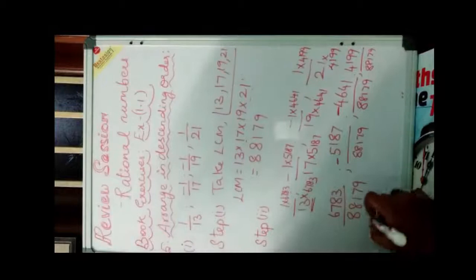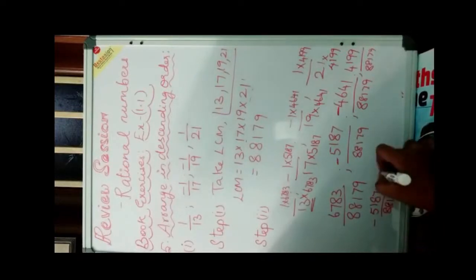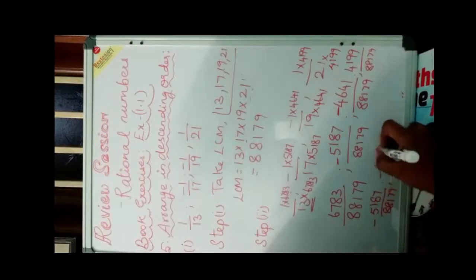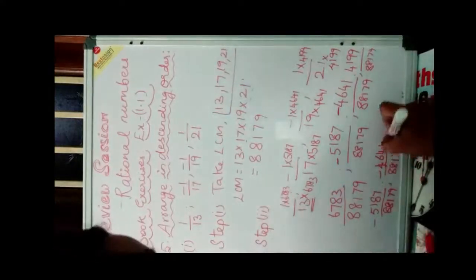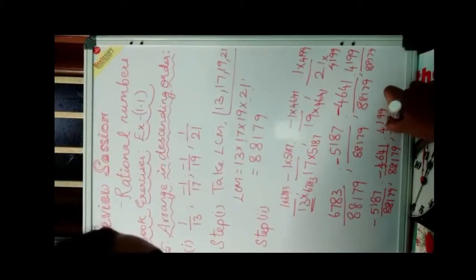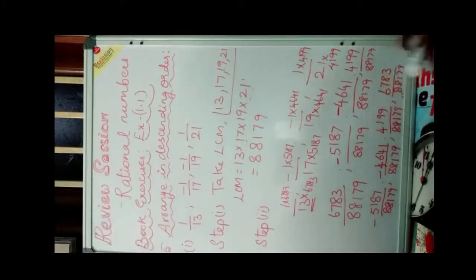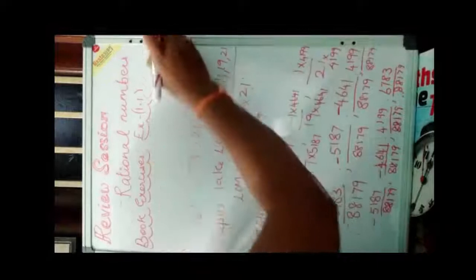So now we need to find. So here the negative number. So first you will get 5187 by 88,179, and the next one you will get minus 4641 divided by 88,179. The next one you will get 4199 divided by 88,179, and the last one is 6783 divided by 88,179. So now we need to write it in the form of the question. So here first 5187.